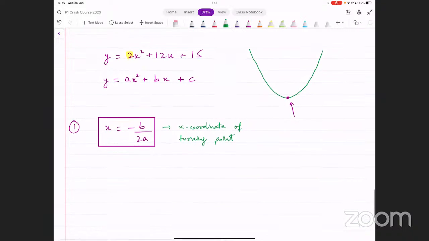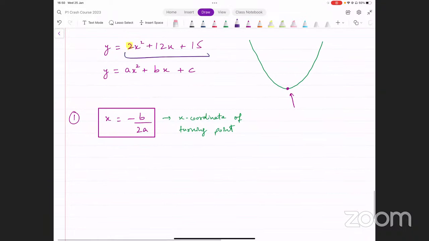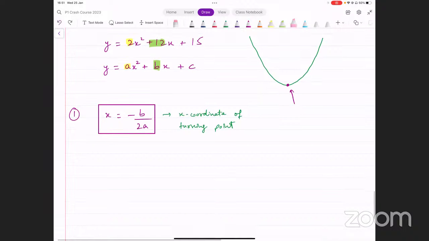Now let's try that. This is the function that we've got. In place of a, we've got 2. In place of b, we've got 12. And in place of c, we have 15 here. These are the 3 numbers that we've got. We only need a and b, in fact. So let's just focus on them, a and b.